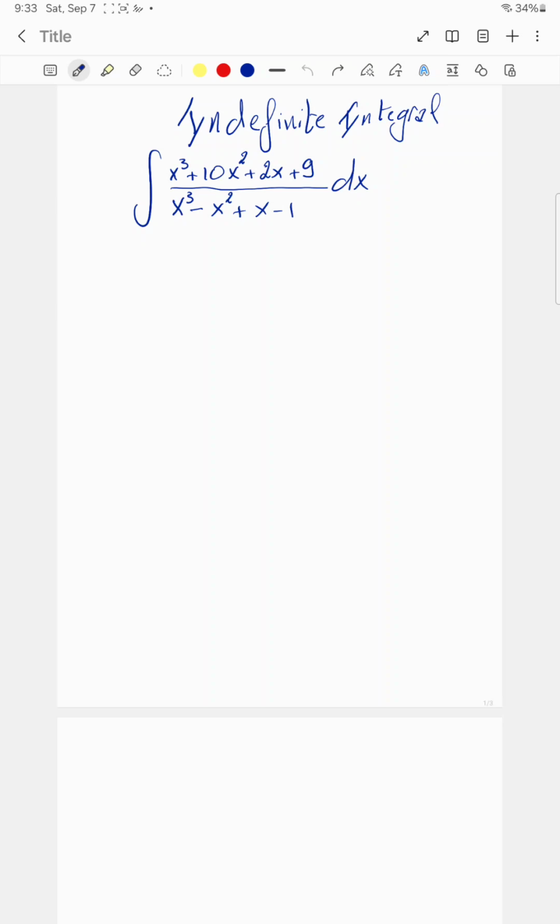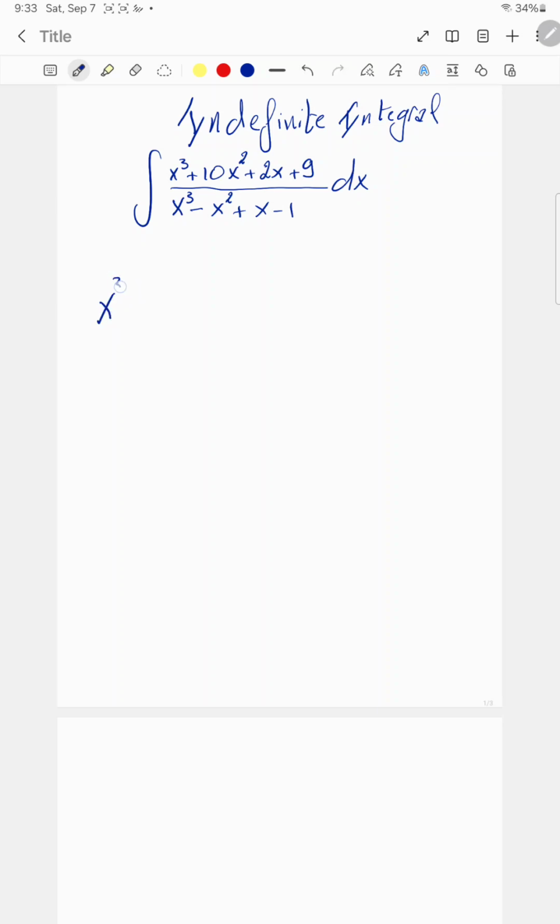In this video, we'll try to solve this indefinite integral. If you look at the degree of the numerator, it's equal to 3 and the degree of the denominator is equal to 3. And usually we said when the degree of the numerator is greater than the degree of the denominator, we do the long division. Here I'm telling you, even if it is the same degree, it's easier to do the long division. So let's start by doing that.